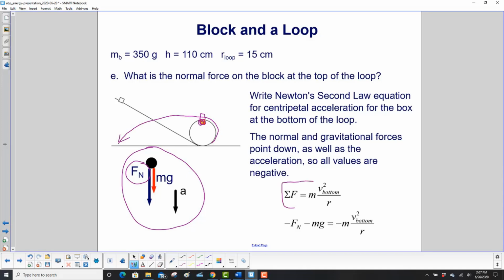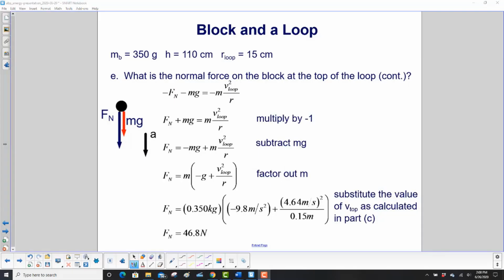Here's our equation, sum of the forces. This time I'm skipping the a because we know it's just mv squared over r. We have circular motion. Normal is down, mg is down, and ma is down. So we have all negative values for our forces in Newton's second law. Okay, so here's our equation, and we're going to go through some algebra. First thing is, nobody likes working with negatives, so multiply everything by -1. See, isn't that a lot nicer? And then we'll subtract mg from both sides so we can isolate the normal force. Once again, factor out m, and now I have m times minus g plus v squared over r.